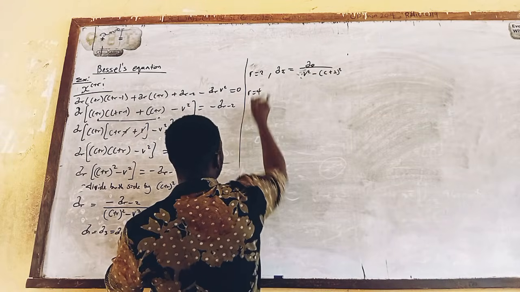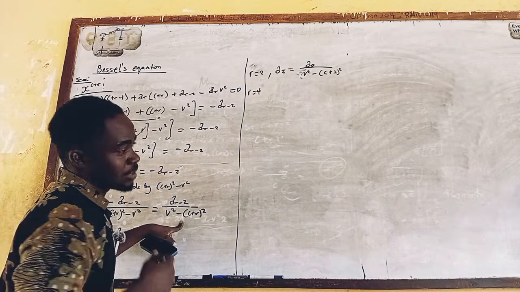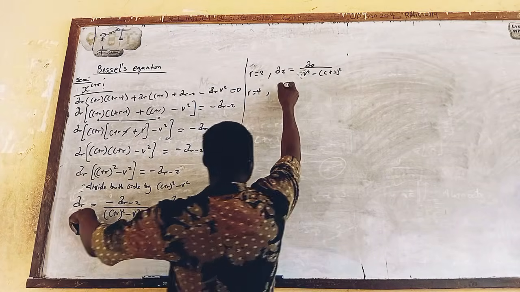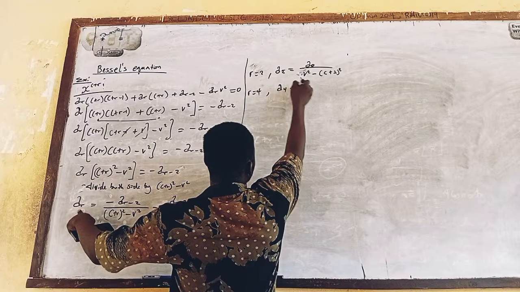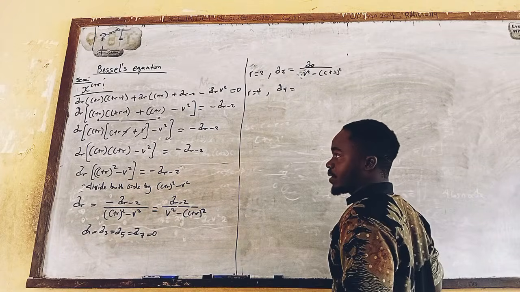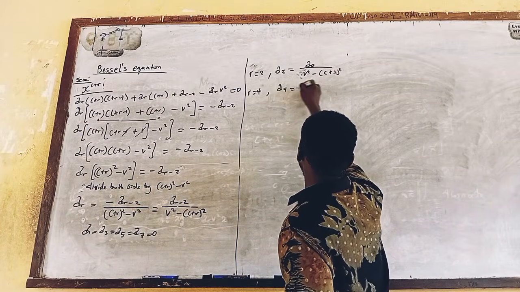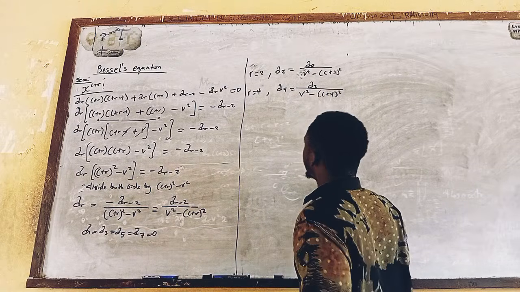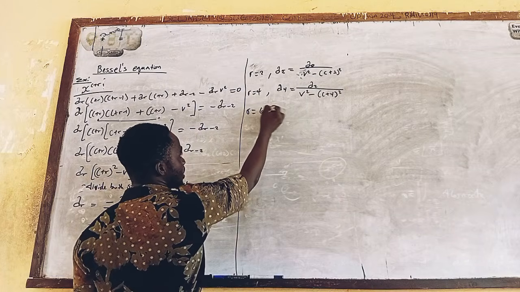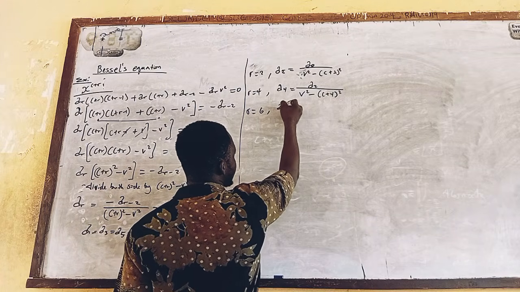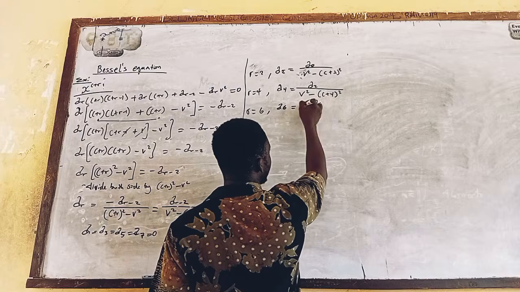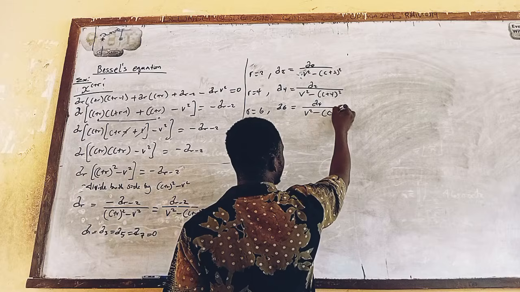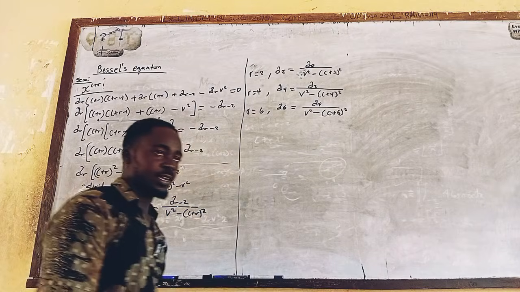When r equals 4, we cannot get A3, so we go to A4. When r equals 4, if I put 4 here, we're going to have A4 equal to 4 minus 2, we're going to have 2. That will be A2 over v squared minus c plus 4. So the next one, when r equals 6, we're going to have A6 equal to A4 over v squared minus c plus 6 squared. This is what we're going to have.